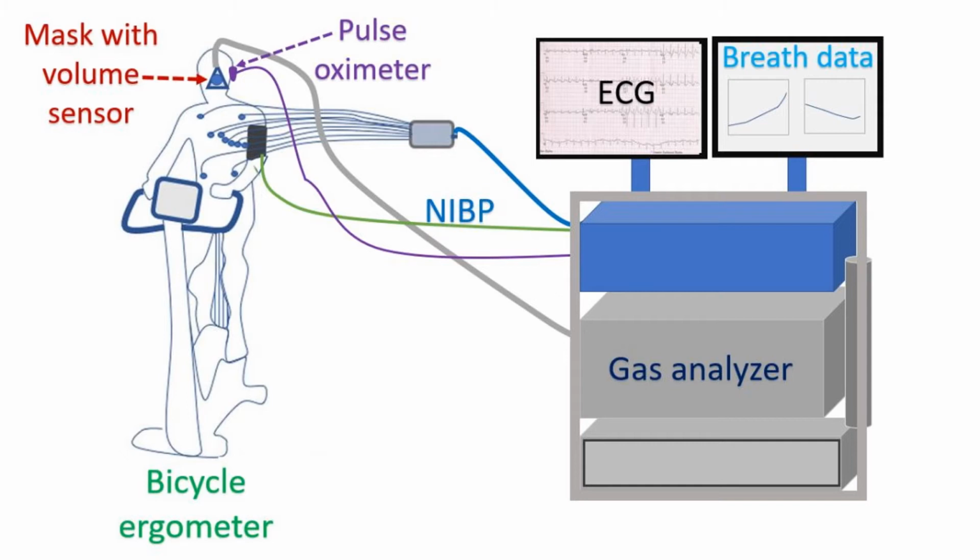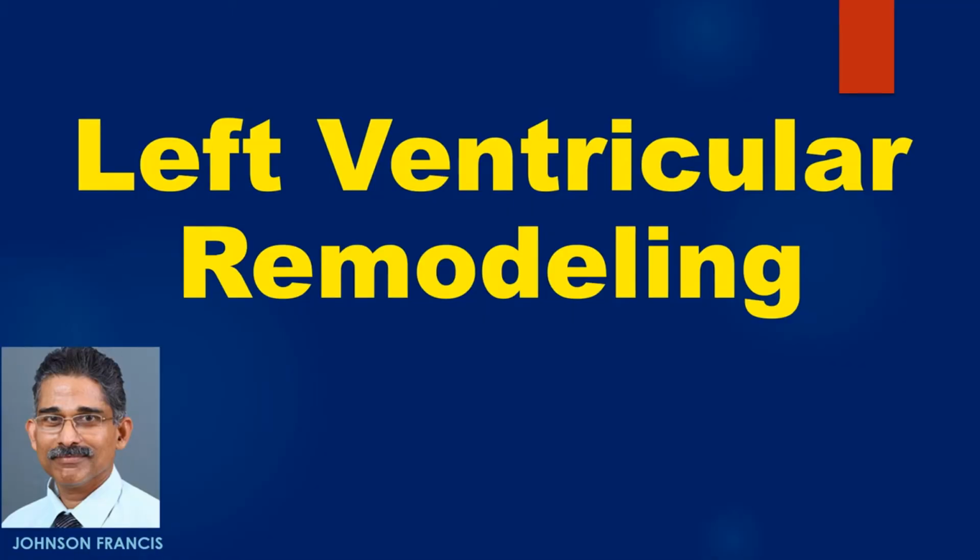Highest 10-second average VO2 during the last stage of the symptom-limited exercise test is taken as the peak VO2. VE by VCO2 slope is taken from rest values to the gas exchange at peak exercise.